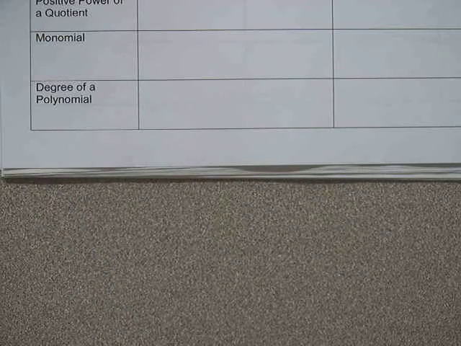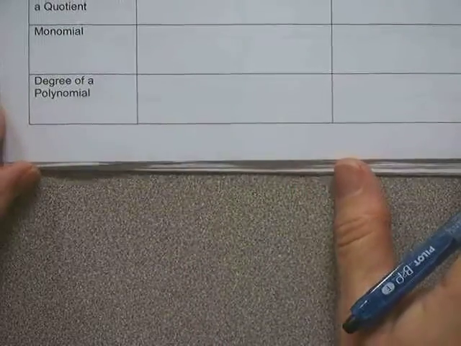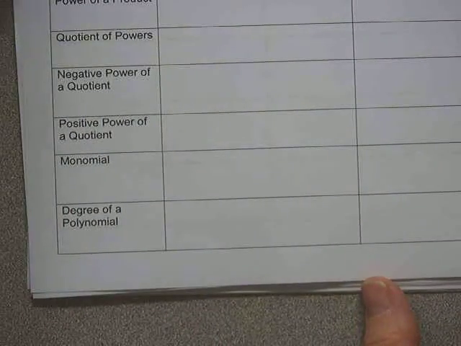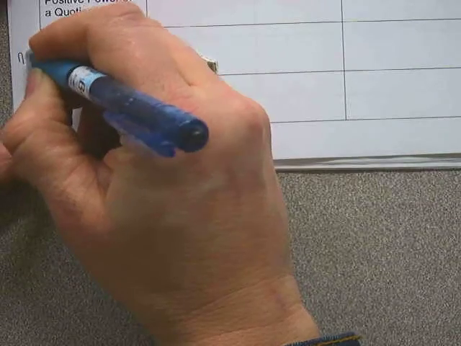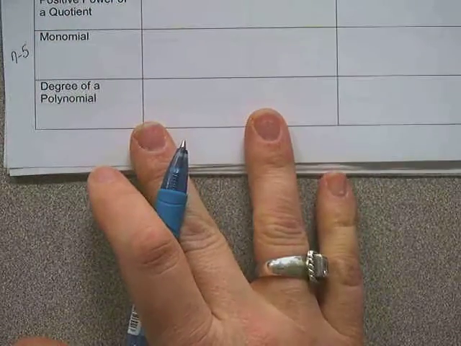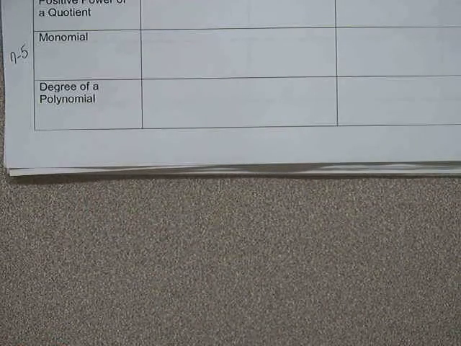Okay, this is lesson 7.5, polynomials, and you're going to need your vocabulary sheet that looks like this. This should have been all filled out with the quotient of powers and things like that. We're focusing down here, starting at monomials. So this is lesson 7.5, and in your textbook it's page 476. We are going to have a lot of definitions today.